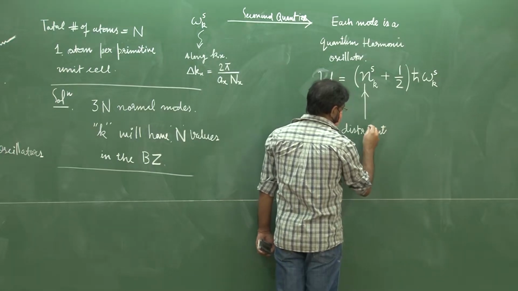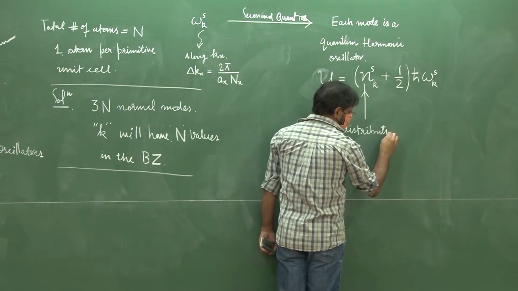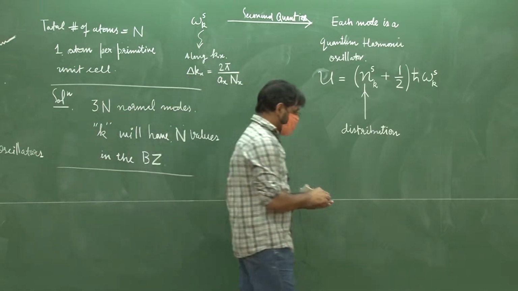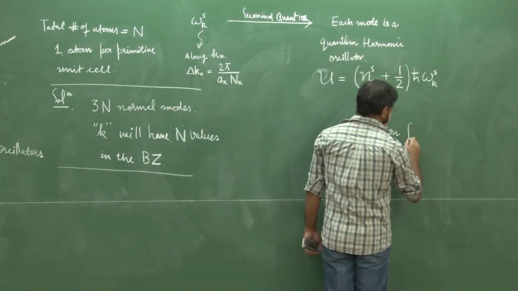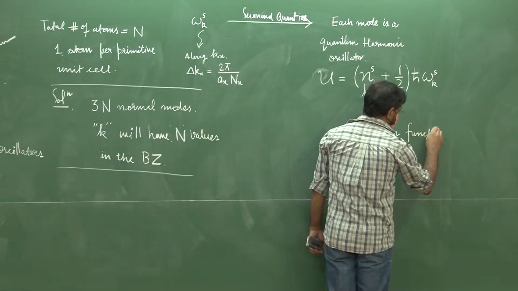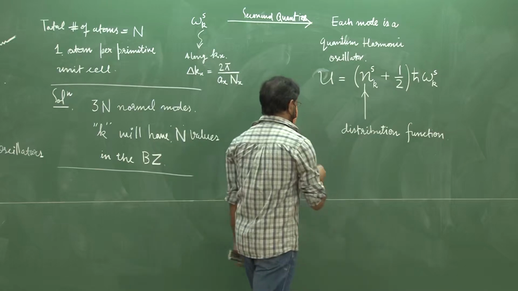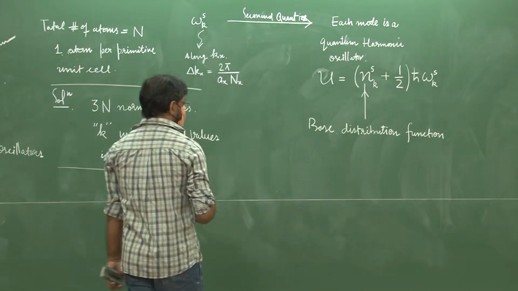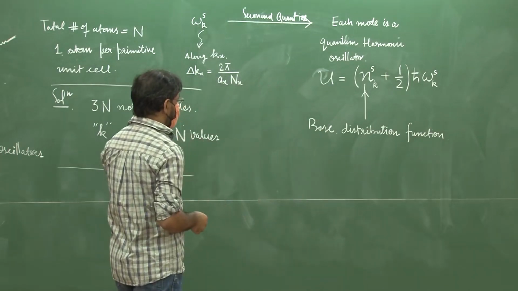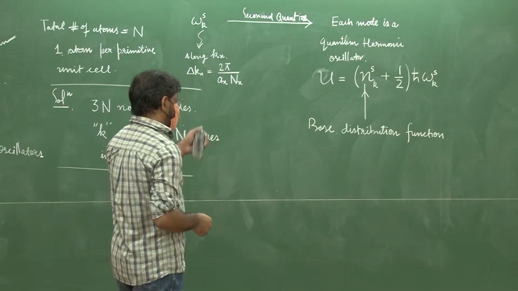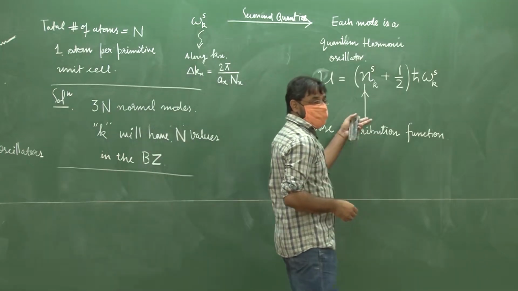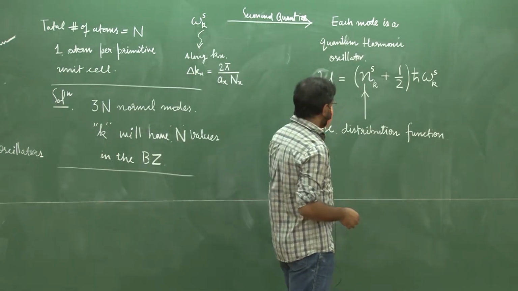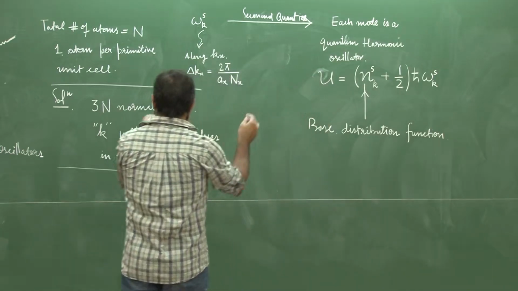So this is the story of a real solid, quantum theory of a real solid under harmonic approximation. That is the only approximation we have made. Distribution function. And to be more precise, Bose distribution function, to honor Professor Bose, it was his contribution. And this is applicable to all the bosonic particles, that means particles with integral spin or zero spin. Good. This is what happens in a real solid.